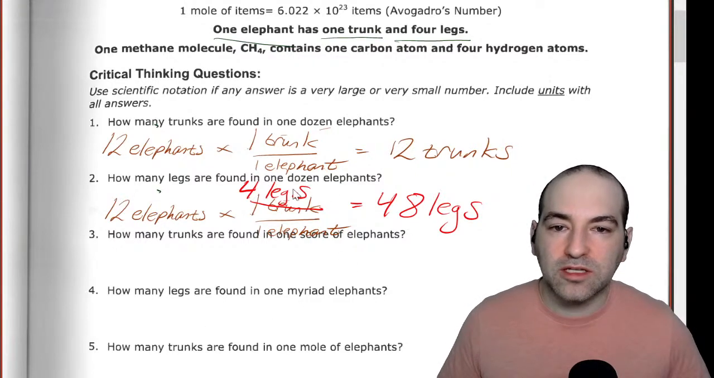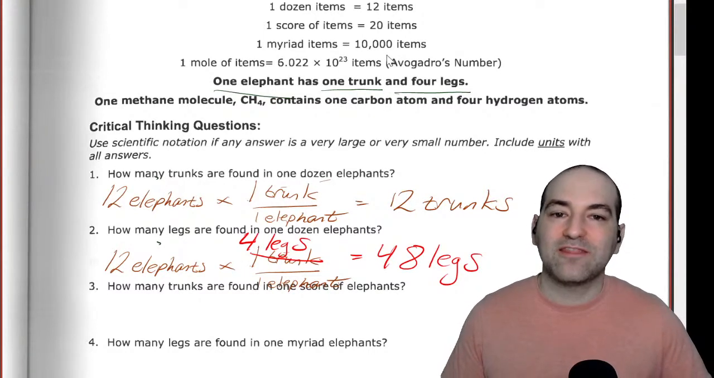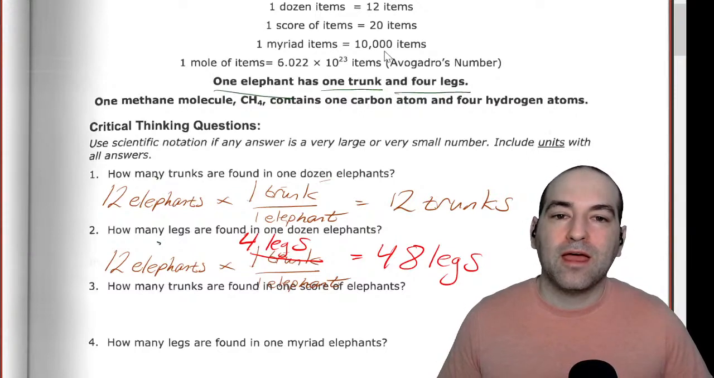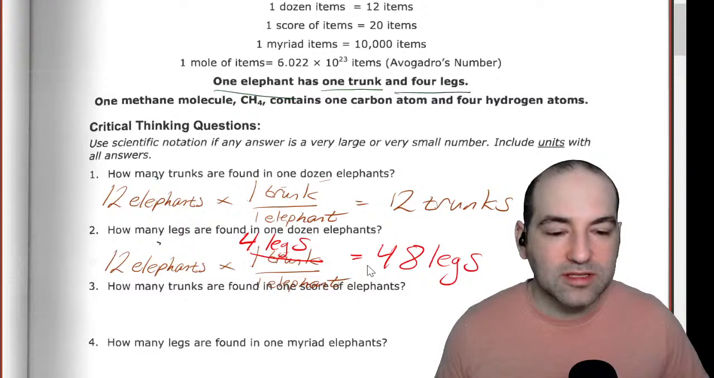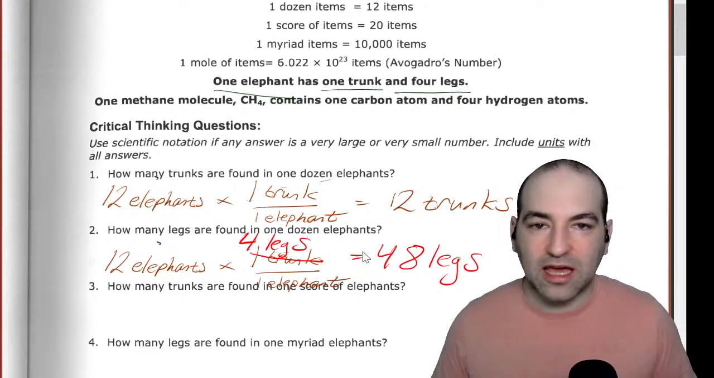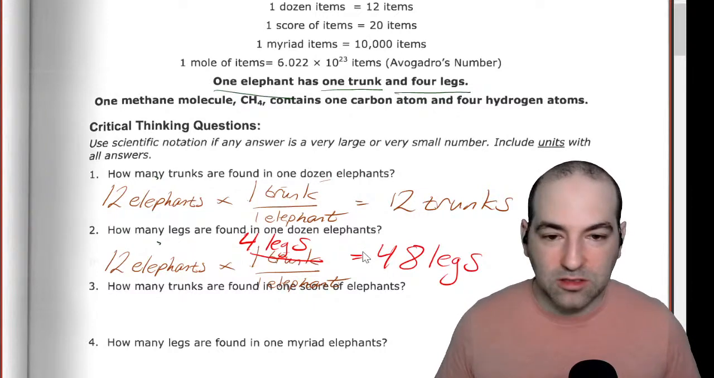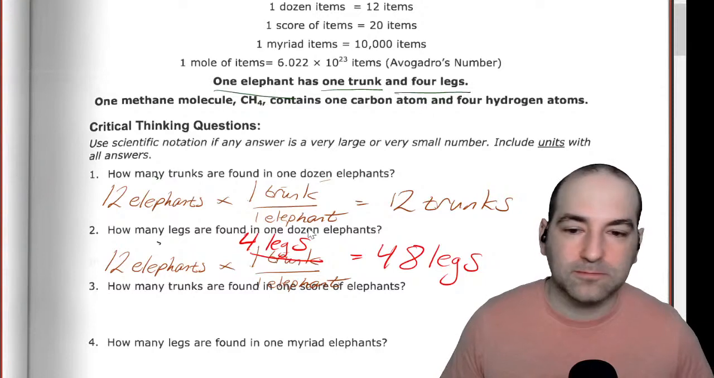So after looking at a dozen elephants, we're going to look at a score of elephants, which is now 20. Then we're going to look at a myriad of elephants that is now 10,000. And that's fine. The technique is the same. You're still doing the same thing. And if you need to go back and think about dozen instead, just to kind of keep things straight, go ahead and do that. And then just switch the numbers. Instead of 12, you're going to go with 10,000.